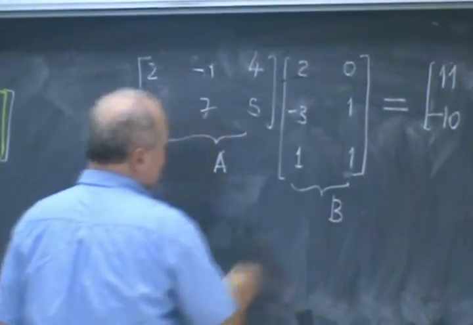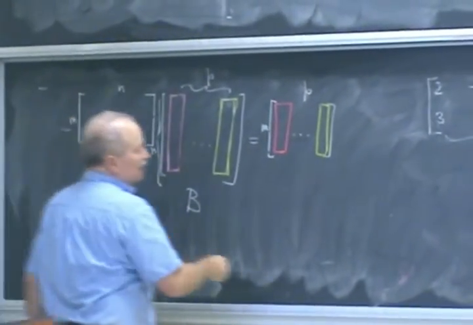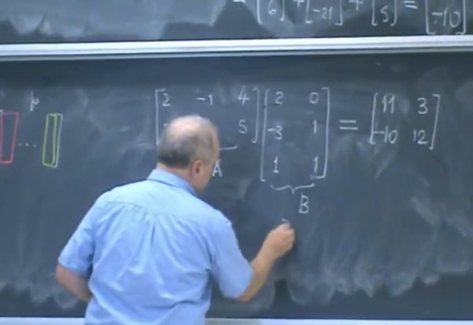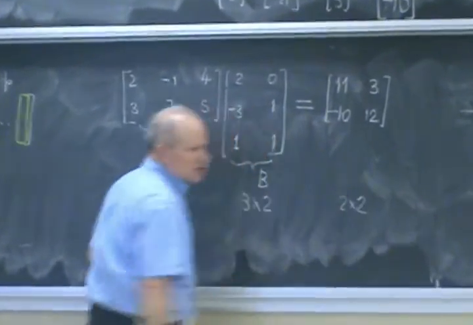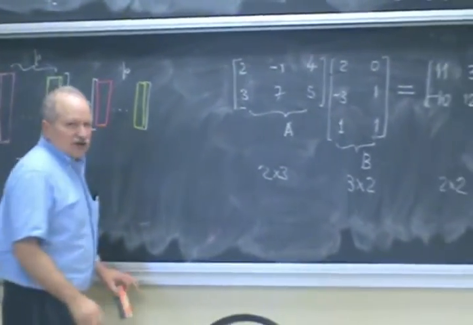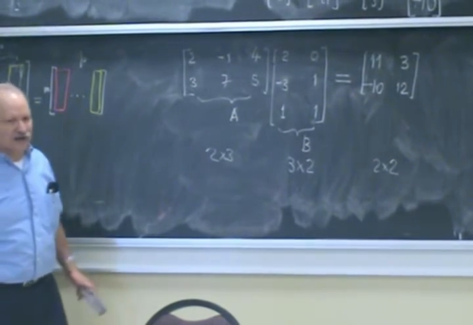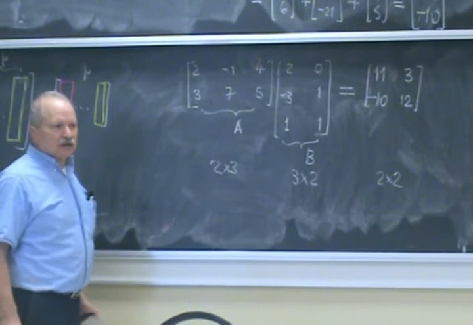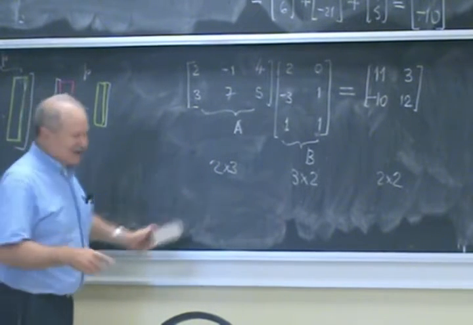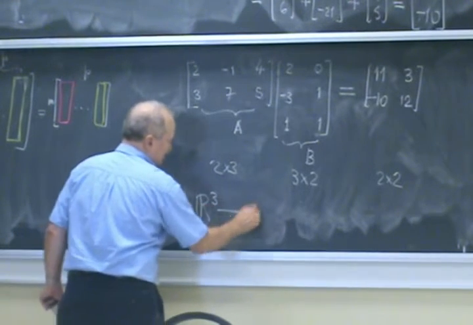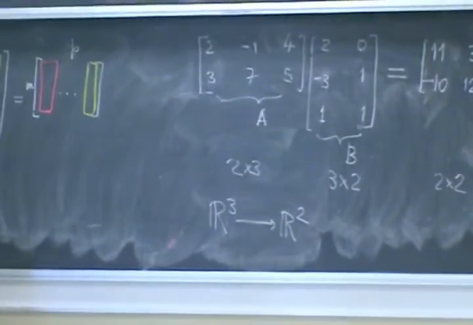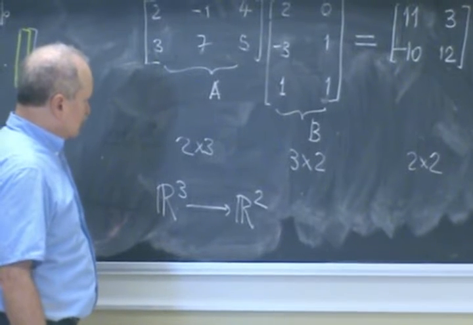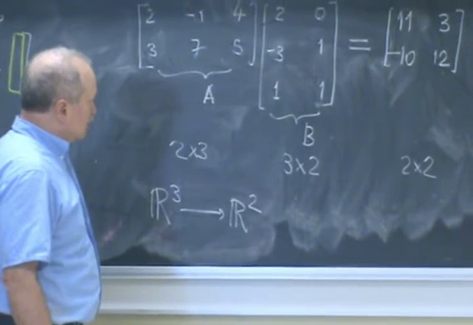The question is, we started with a matrix A that was 2 by 3. We multiplied it by a matrix that was 3 by 2, and we got an answer, not surprisingly, that was 2 by 2. So the thing to ponder: A, we said, represents a linear map from whom to whom? 3 to 2. B represents a linear map from 2 to 3.